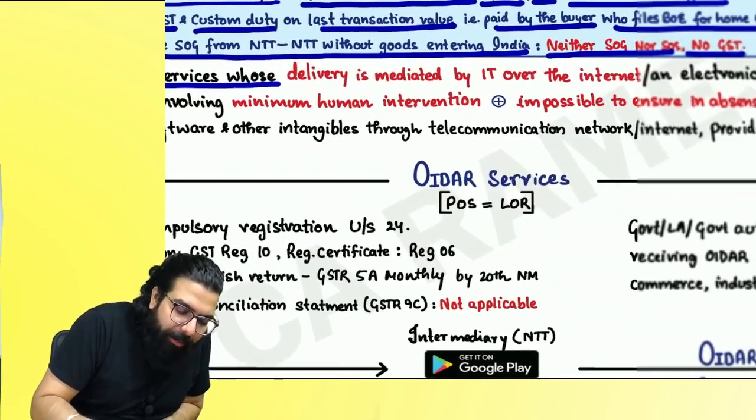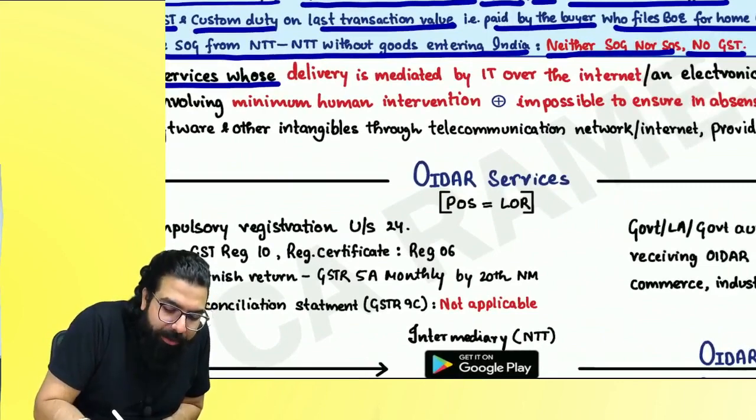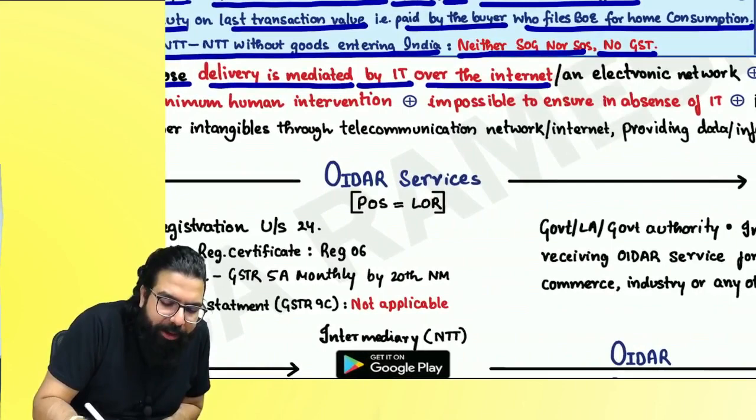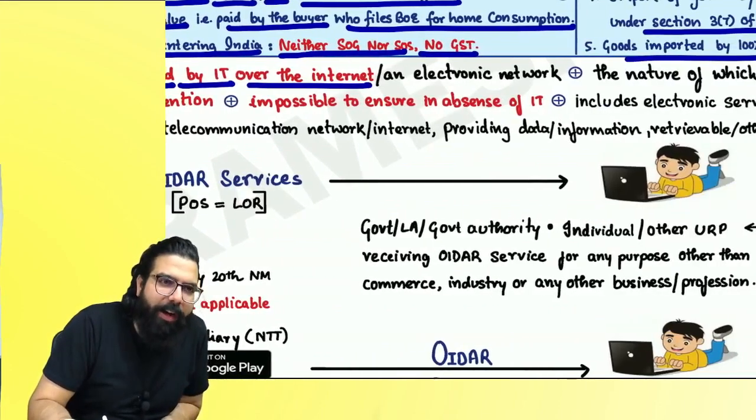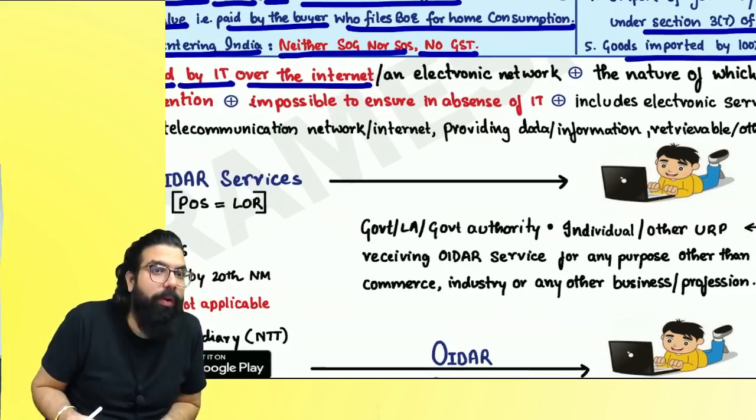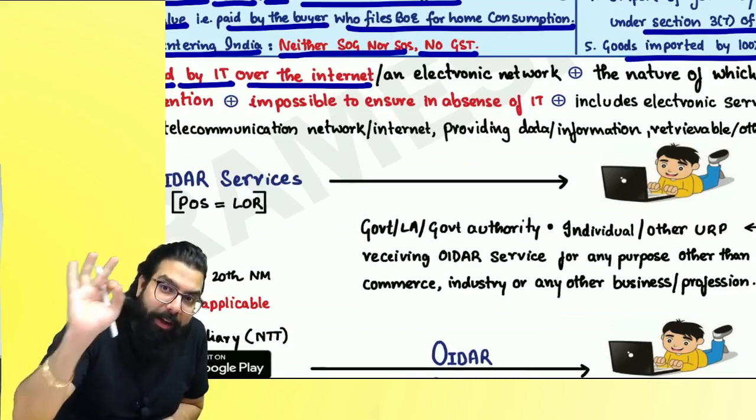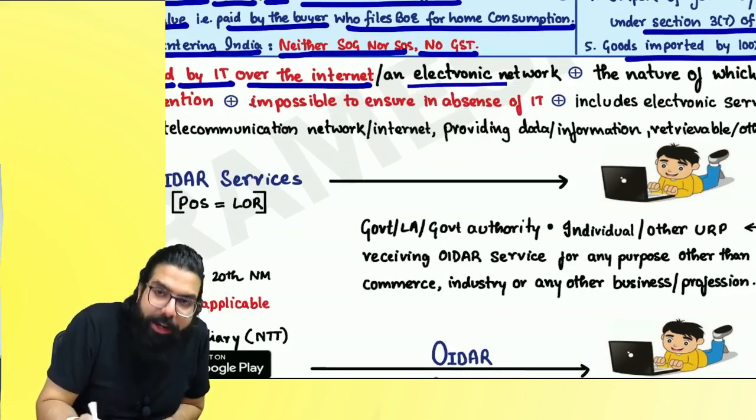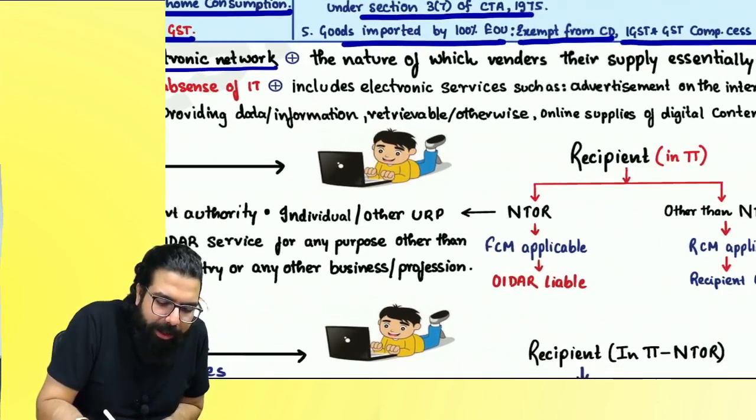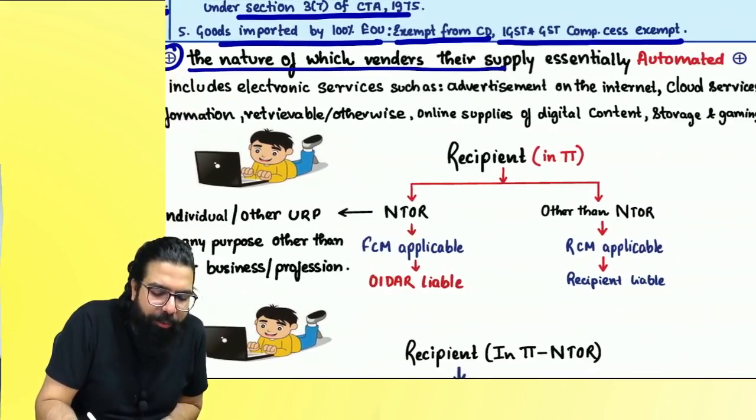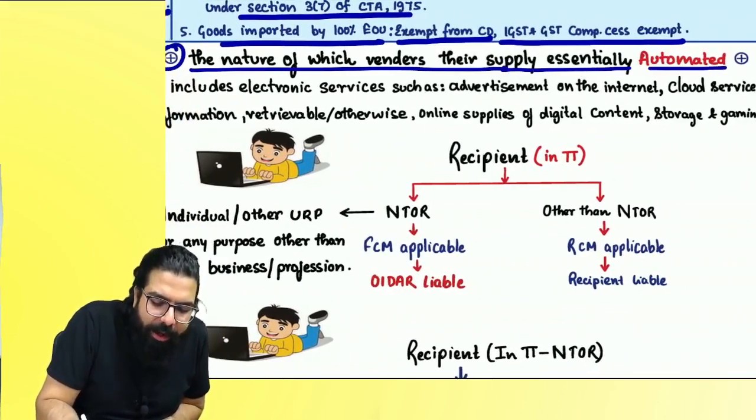What do you mean by OIDR? Definition: services whose delivery is mediated by information technology over the internet. Tell me one thing. Can you get Netflix service without internet? Can one person come and give you Netflix services? No. It is given over the internet through an electronic network, plus the nature of the service renders it essentially automated.